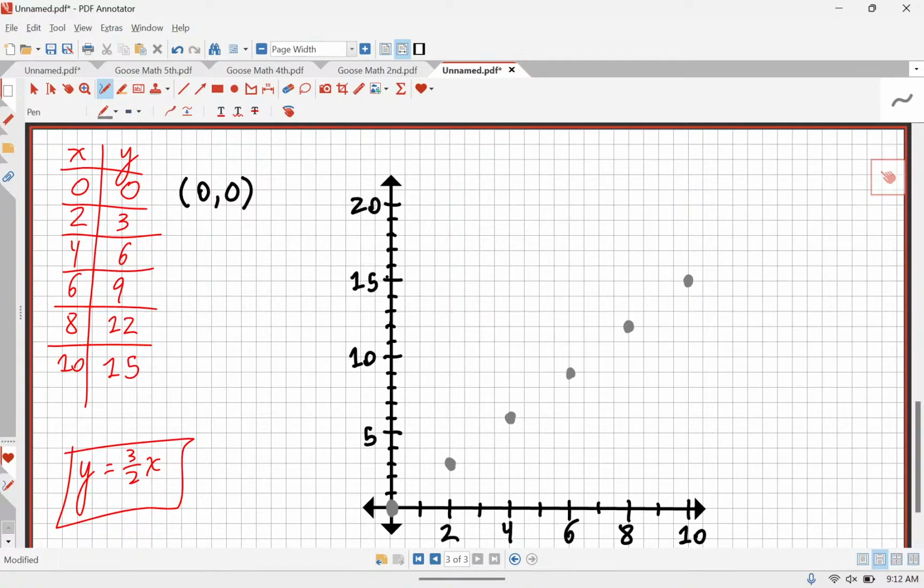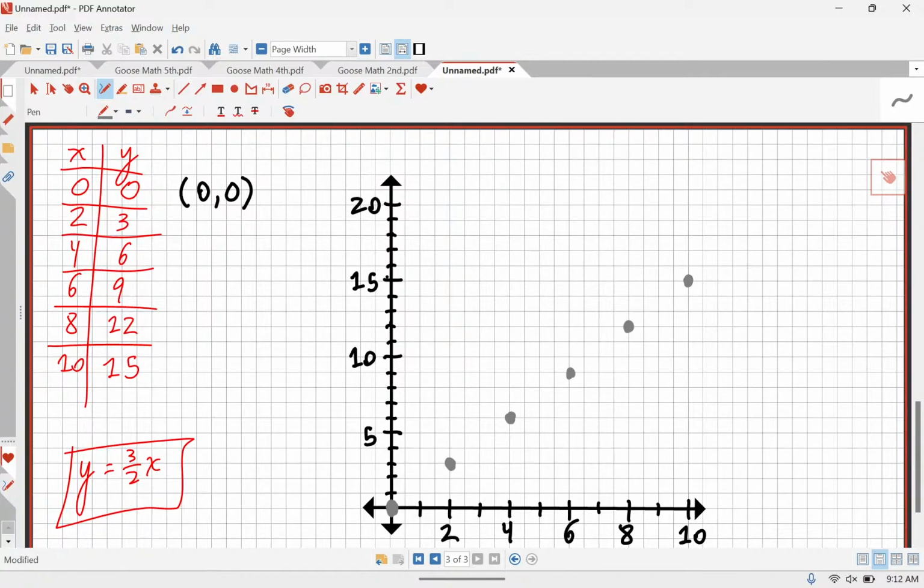Did anybody notice anything interesting about these points here when you lay them all out like this? Emmanuel, what do you notice about them? It goes in a line. That's right. How many of you noticed that this goes in a line? Beautiful. And how many of us want to connect them with a line? Just wait 1 second, because here's the problem.